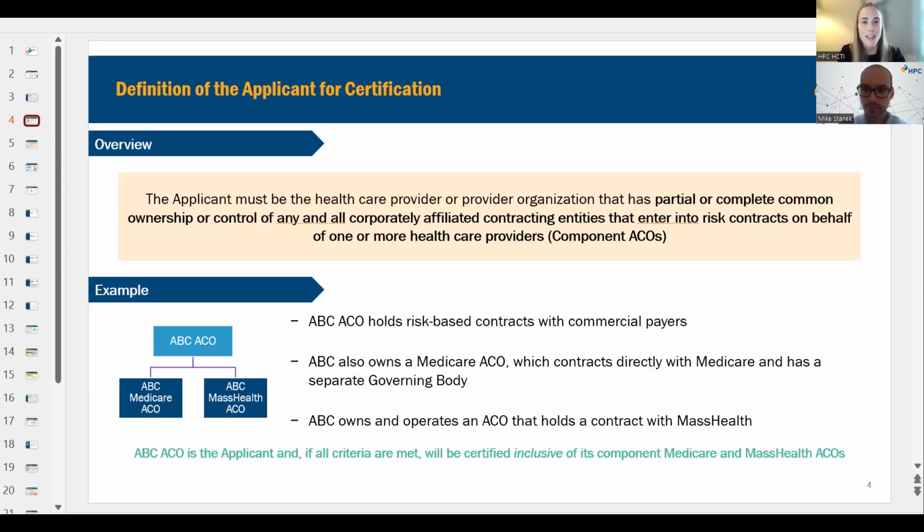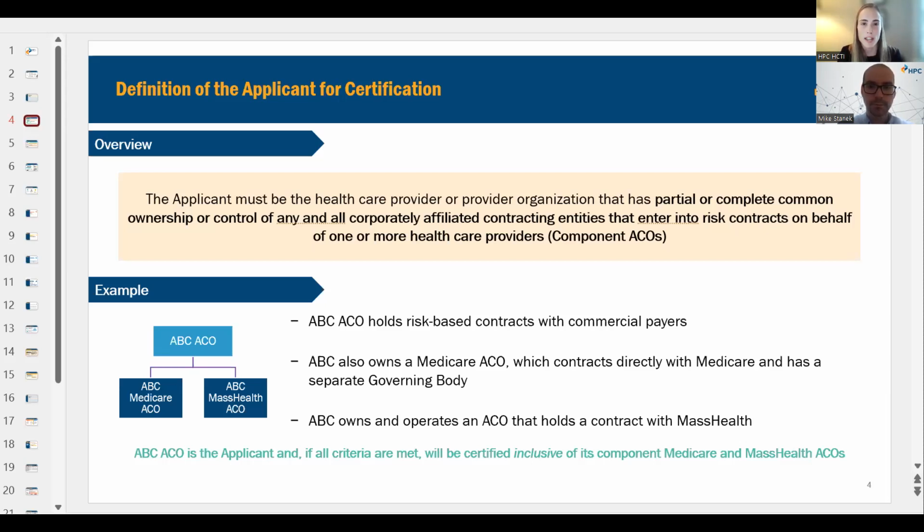In other words, the entity within a health system or provider organization that has common control over all entities holding a Medicare, a Mass Health, or commercial payer risk contract is the one that would be recognized as the applicant. And then each component ACO and the applicant itself, if it does hold any risk contracts, must meet all certification requirements within the context of the program. So we'll walk through this and point out areas where it's especially important to note.